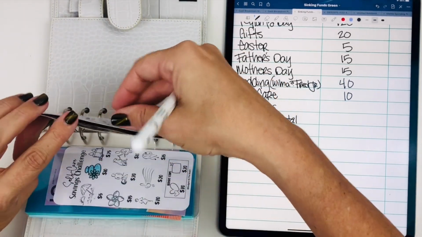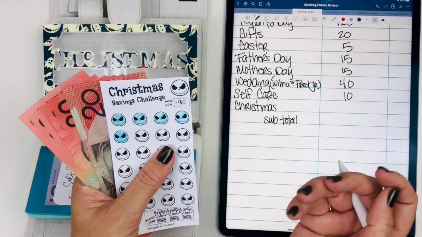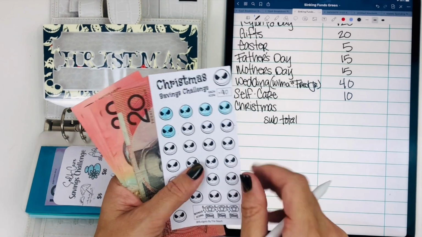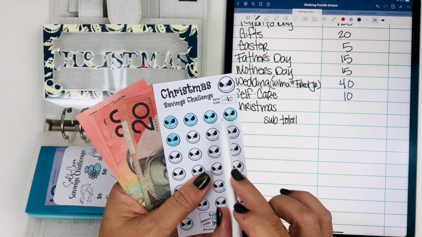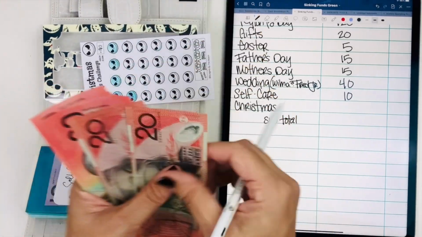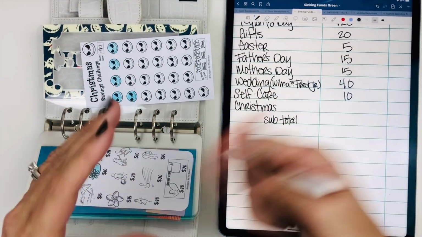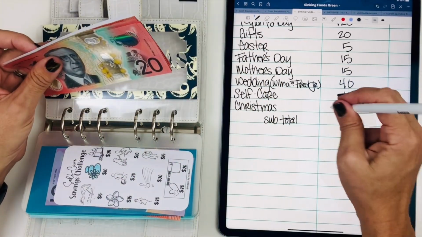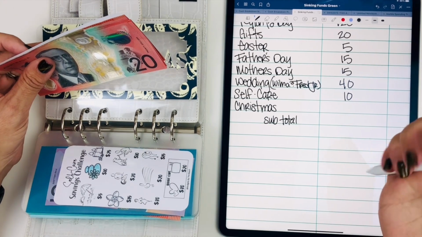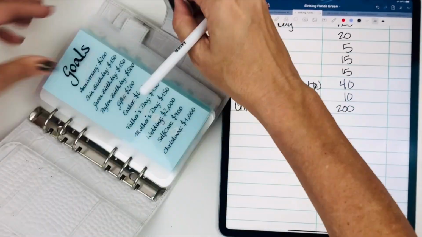And then finally, I have Christmas with my wonderful Nightmare Before Christmas. So Jack Skellington should have $40, $80, $120, $160. I should have $200 in here. $20, $40, $60, $80, $20, $40, $60, $80. That will be very, very helpful for my cash condensing. So that is everything in the white binder.